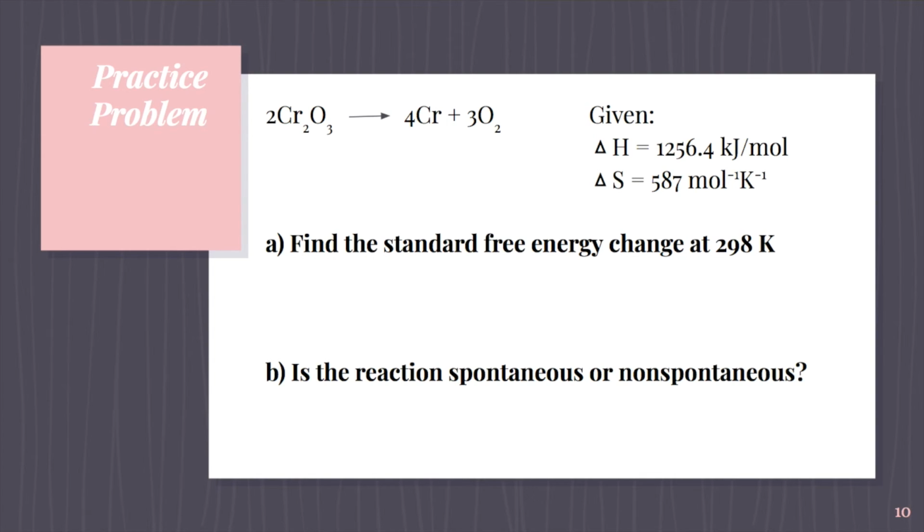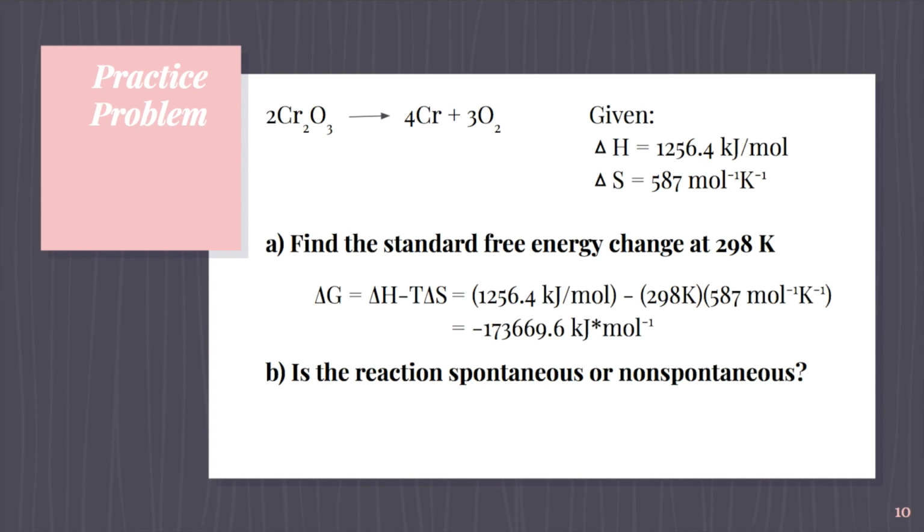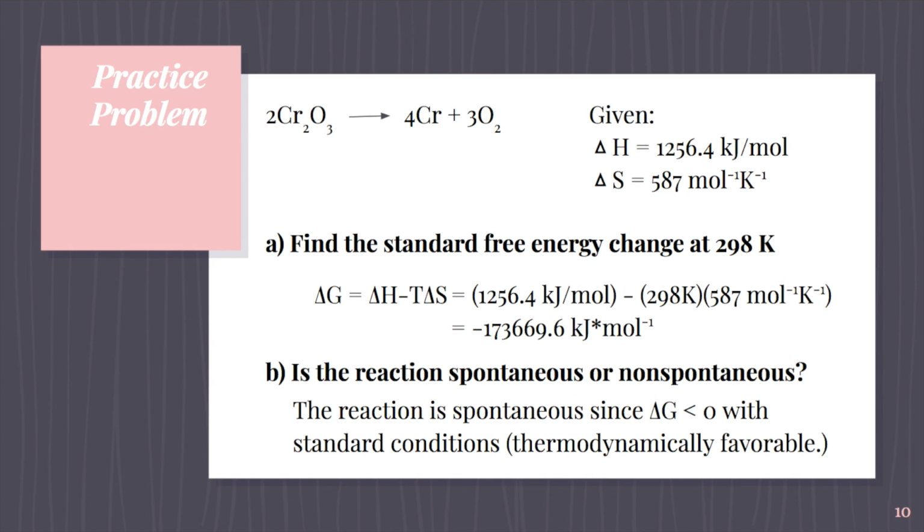In this practice problem, we are given delta H and delta S relative to a reaction. To find the standard free energy change at 298 K, we can use the equation delta G equals delta H minus T delta S. Substituting for the values we already know from the given equation, we get that delta G equals negative 173,669.6 kilojoules per mole, and we can say that this reaction is spontaneous since delta G is less than 0, and this is thermodynamically favorable.